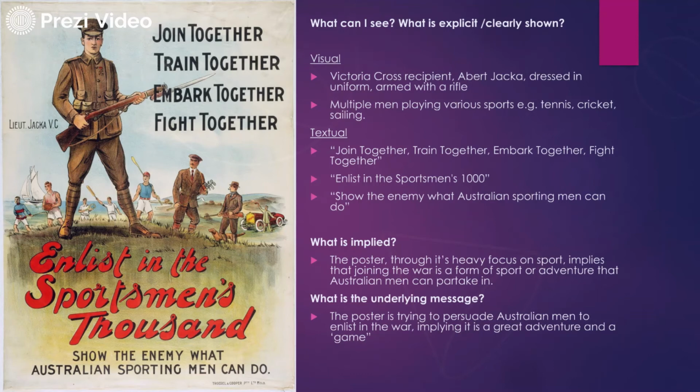And when we look at the text of this, it's very explicit. It's telling people to join together, train together, embark together, fight together. Now, remember, the purpose of propaganda is to persuade people. So this poster is trying to persuade you to enlist and join the war effort. And it's explicitly telling, show the enemy what Australian sporting men can do. So that's all very clear. We can see that. We don't need to interpret that.